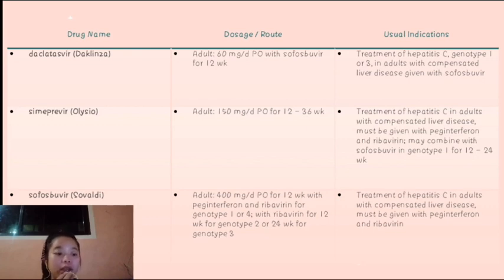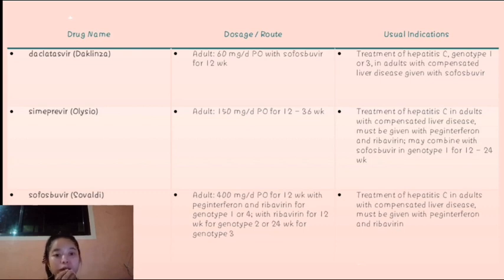And then the third drug is sofosbuvir or the Sovaldi. So it is for adults. Its dosage and route: for adults 400 milligrams per day via PO for 12 weeks with peginterferon and ribavirin for genotype 1 or 4. And then with ribavirin for 12 weeks for genotype 2 or 24 weeks for genotype 3. So they can be used in combination.